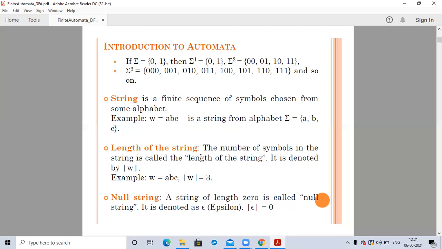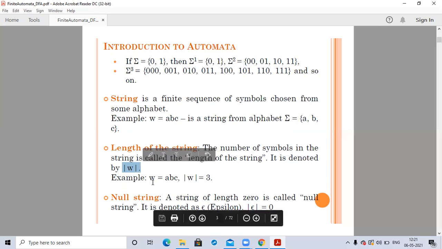Okay. And coming to the length of the string. The length of the string is nothing but the number of symbols in the string, and that length of the string is denoted with the mod. Okay, so here if W is a string, then mod W is indicating the length of the string. For example, W is ABC, then mod W is equal to 3 because here we have 3 symbols in our string. So the length of the string W is 3.